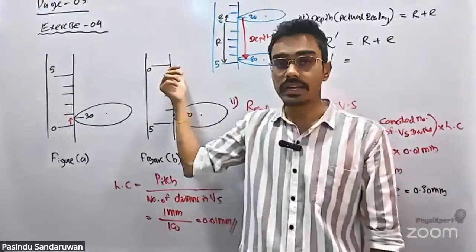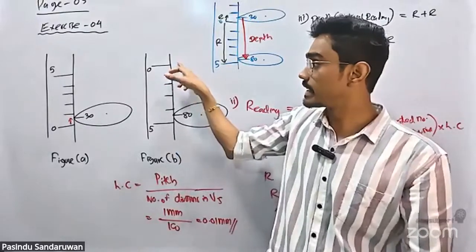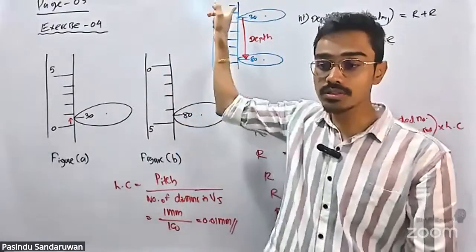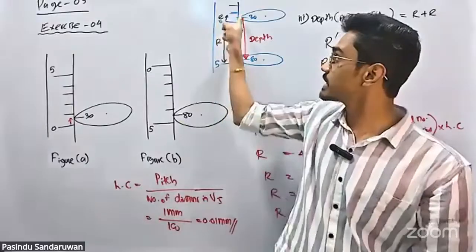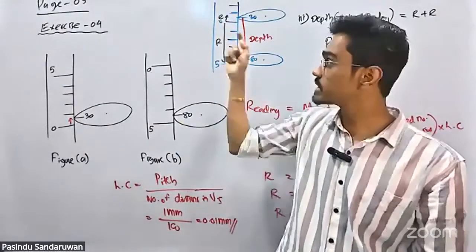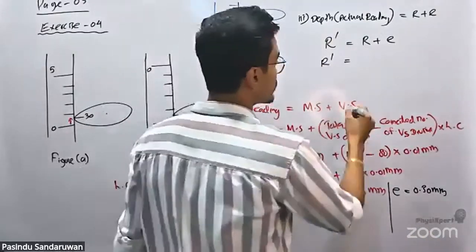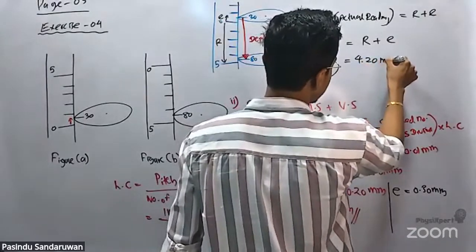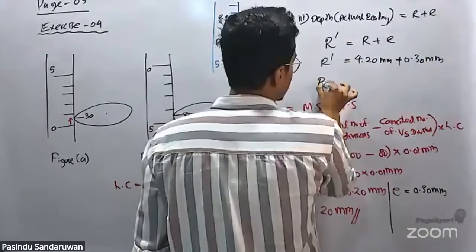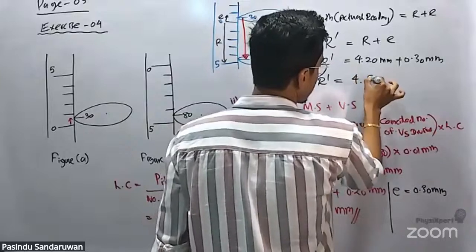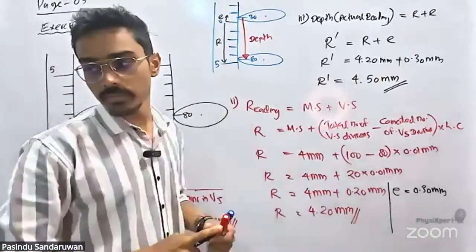But now the instrument has an error. It is not starting from 0; it is starting from here, somewhat above 0, and from that point it comes all the way up to here. So this error should be added to the reading. R is 4.20 millimeters plus E is 0.30 millimeters. So the actual, final reading is 4.50 millimeters.